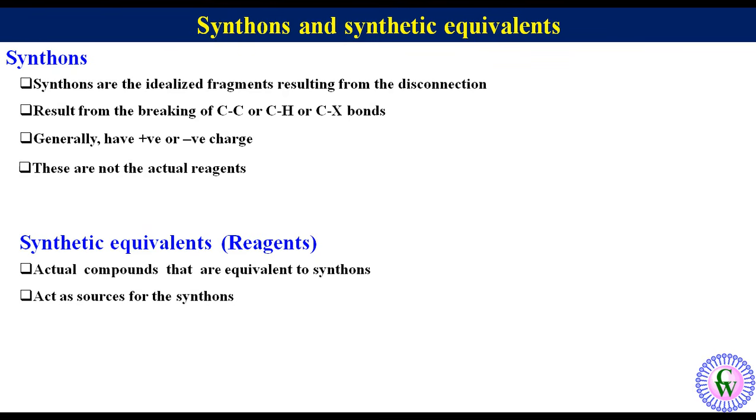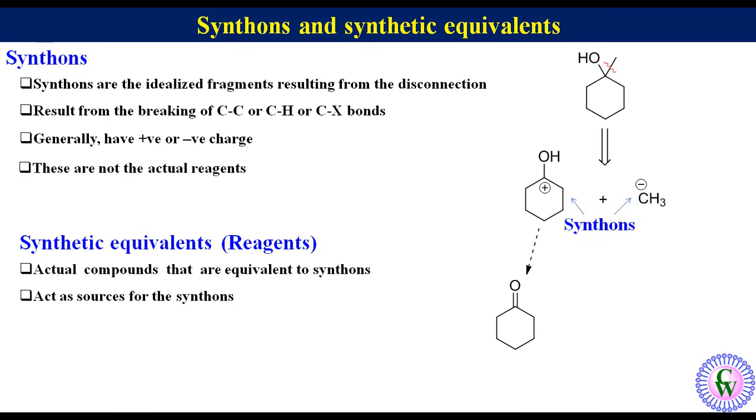For example, if we have to do the retrosynthetic analysis of 1-methylcyclohexanol, we can do a disconnection here to get hydroxycyclohexan-1-ylium cation and methyl carbanion. These two fragments are called synthons. The actual reagent for the carbocation is cyclohexanone, and the actual reagent for the methyl carbanion is methyl magnesium bromide. Thus, cyclohexanone and methyl magnesium bromide are the synthetic equivalents.